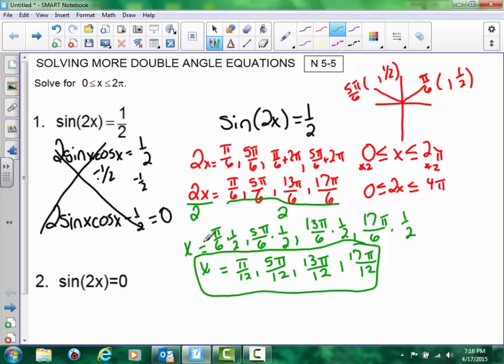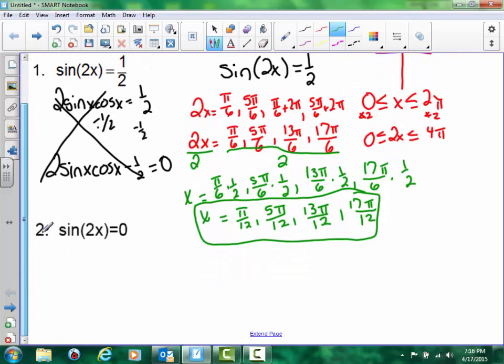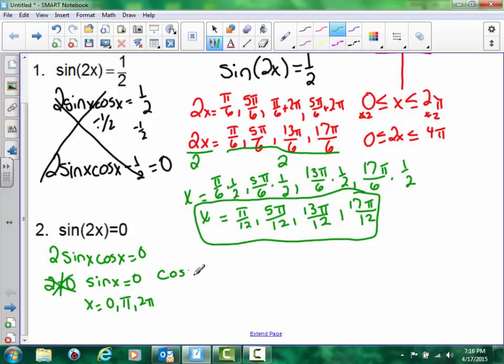All right, let's take a look at another one. Sine of 2x equals 0. I'm going to start off the same way I did this one. That would be 2 sine x cosine x equals 0. Well, those are all factors: 2 times sine times cosine. So that means 2 would equal 0, which we know will never happen, so that's extraneous. Sine x would equal 0, which we know happens at 0, pi, and 2 pi. And then cosine x would equal 0, and that would occur at pi over 2 and 3 pi over 2.